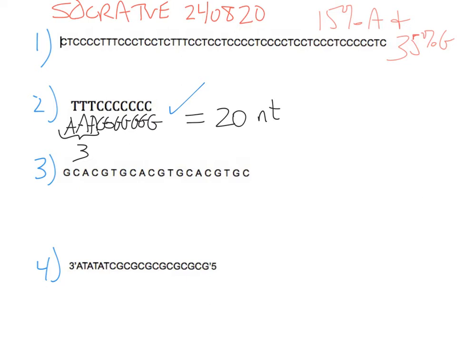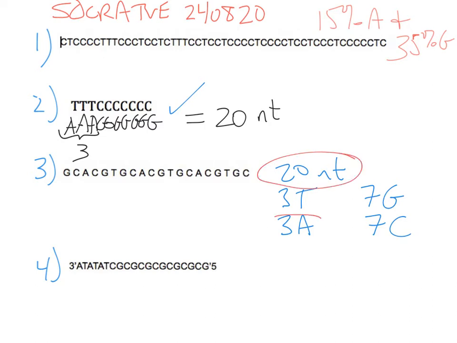Yeah, so I'm seeing heads nod. I checked number 3, it's fine. So how many nucleotides are in number 3? Let's go through this one more example. We've got 20 nucleotides: 3 T's, 3 A's, 7 G's, 7 C's. So we've got 20 total nucleotides, 3 of which are A, 15%.